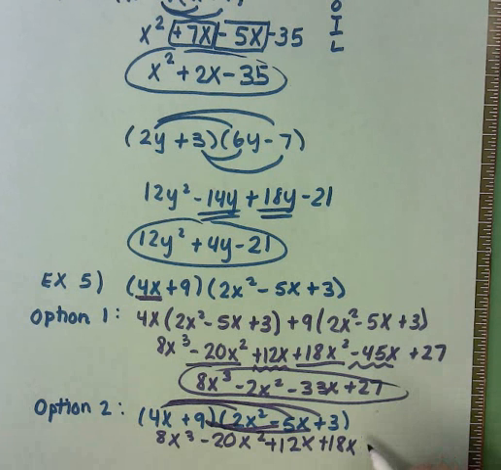So if you're someone that knows you make mistakes when you're distributing, what option is better for you? Option 1. If you are someone that is 100% confident distributing is not a problem for you, you can go ahead and try option 2.